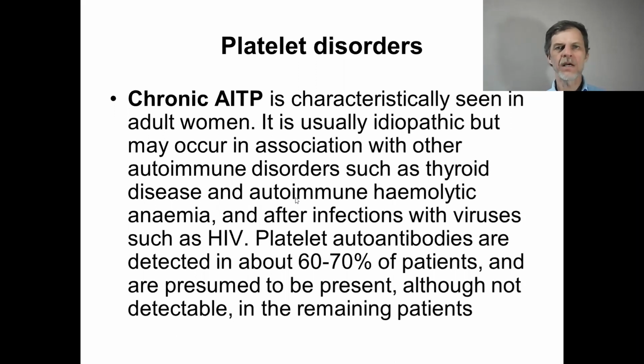Chronic AITP is characteristically seen in adult women, usually idiopathic, and may occur in association with other autoimmune disorders such as thyroid disease, autoimmune hemolytic anemia, and after infections with viruses such as hepatitis and HIV. Platelet autoantibodies are detected in about 60 to 70% of patients, presumed to be present, although not detectable, in the remaining patients. So again, we have a chronic autoimmune disease. Chronic means that it lasts for a long time and is difficult to treat.